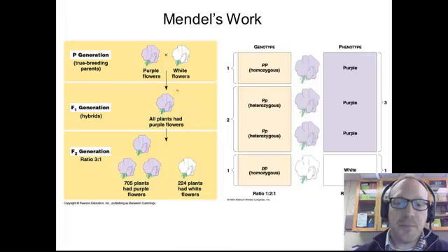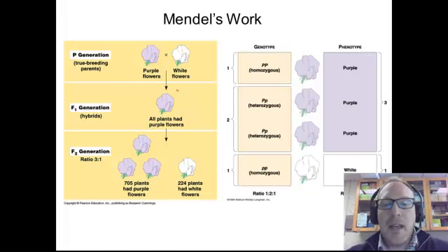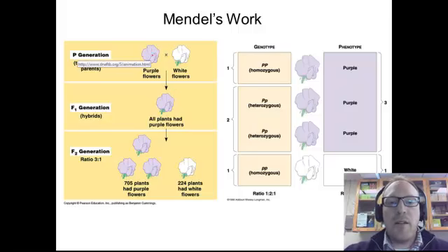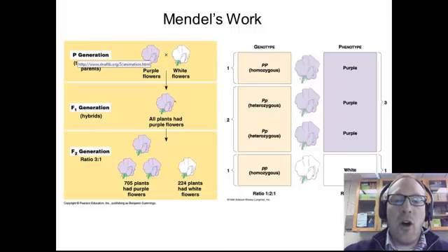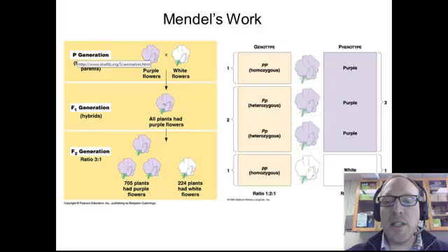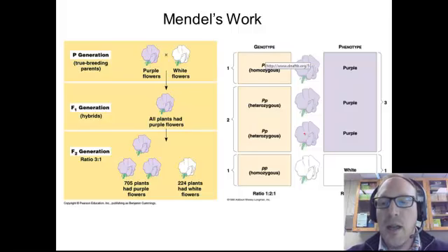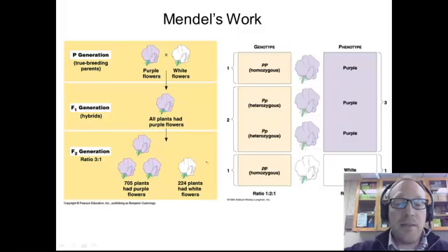So again, here's Mendel's work. He crossbred a parent generation, true breeding purple flowers with true breeding white flowers. The next generation, he got all purple flowers, and the reason, of course, is that 3 out of the 4 genotypes, or 75% of the genotypes, lead to the dominant phenotype in the next following cross here.